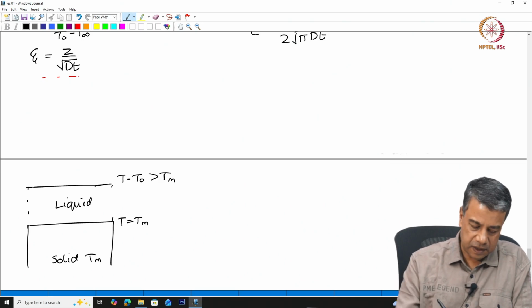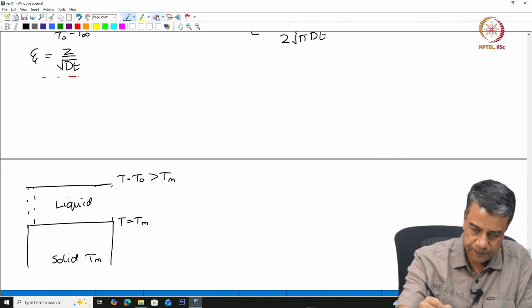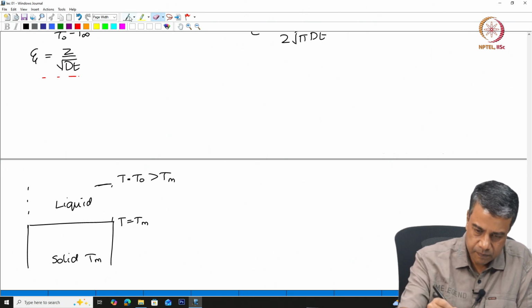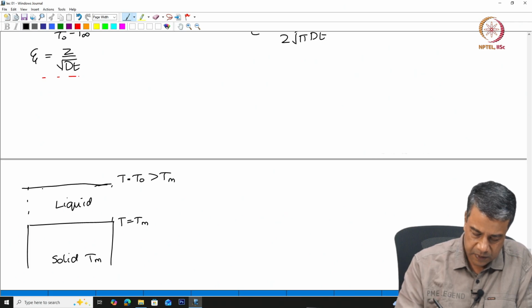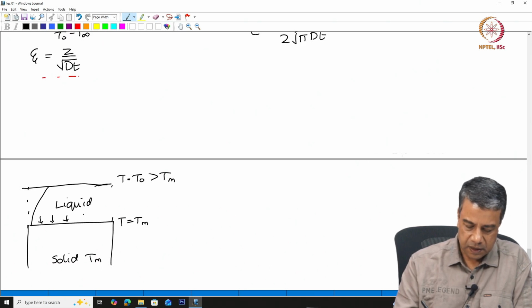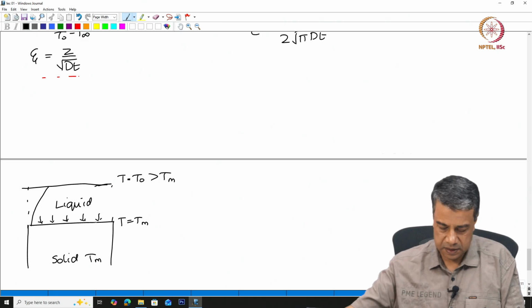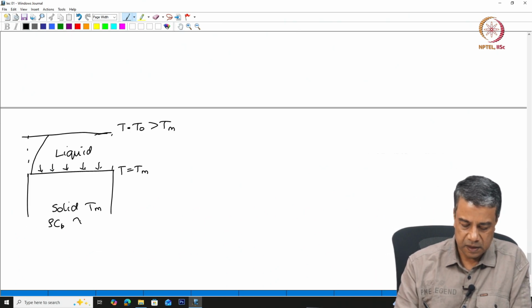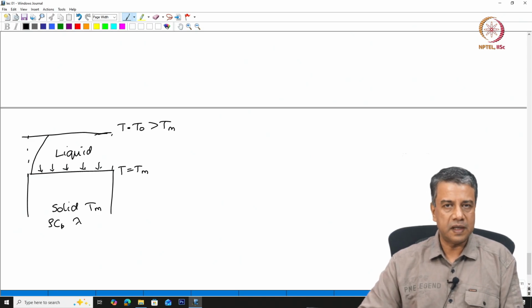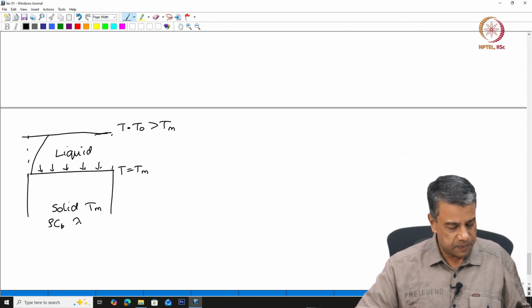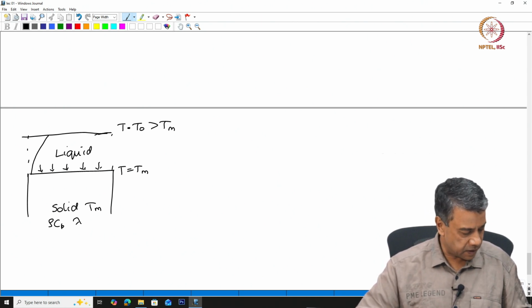Because of the temperature gradient, T naught is greater than Tm, there is a heat flux coming downwards, and that heat flux melts the solid. So the solid has thermal conductivity k, rho, Cp is the specific heat, lambda is the latent heat, the heat required for melting per unit mass of the solid. And we will assume for simplicity that rho and Cp are the same in the liquid and the solid.